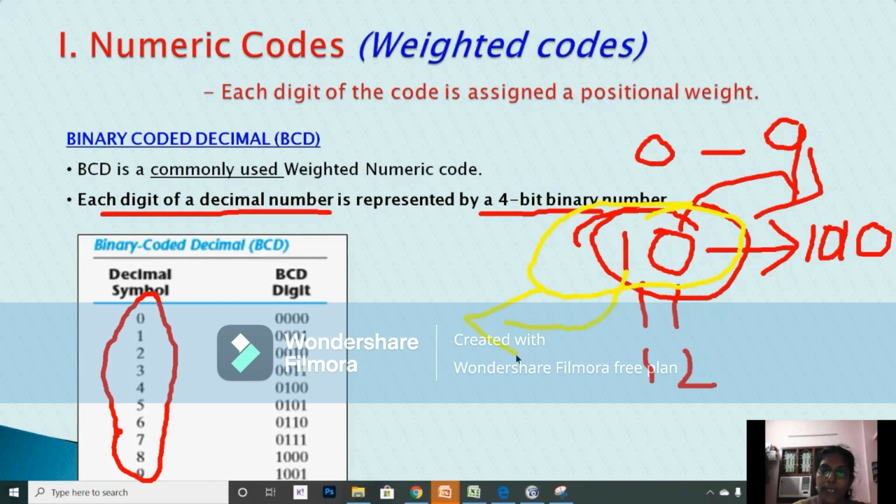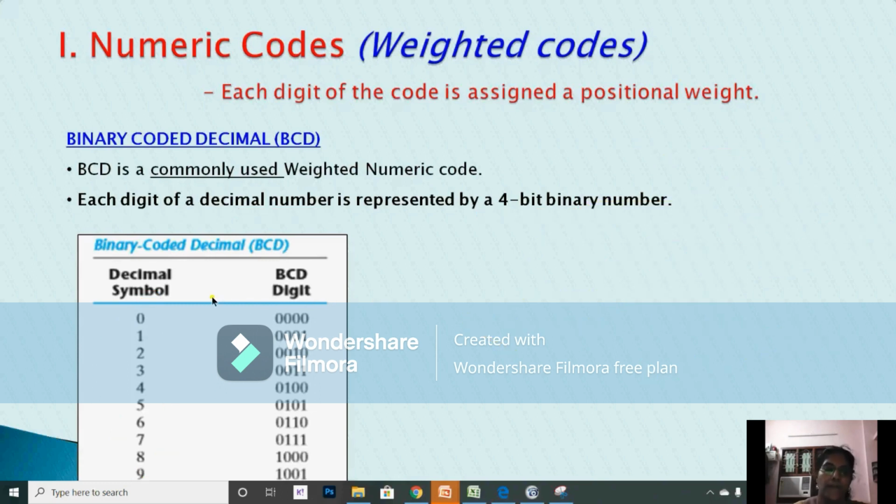For 1 separately you have to specify in 4 bits. 0 separately you have to specify in 4 bits. That is why we say that valid BCD numbers are from 0 to 9. Remaining we have to find out. We have to make them.